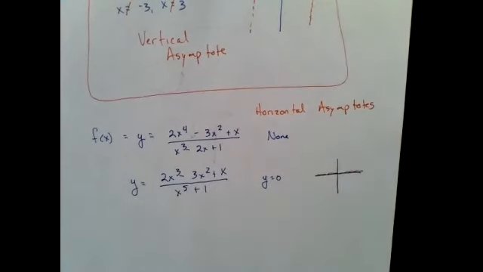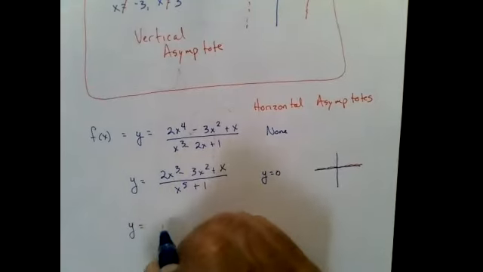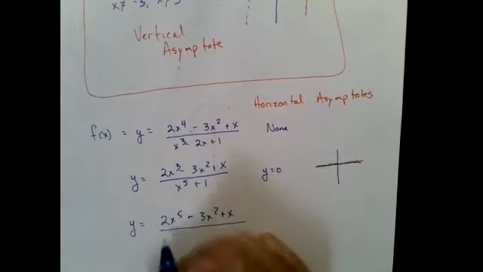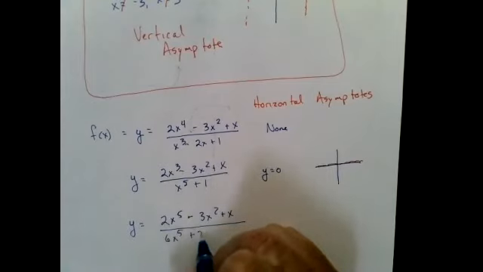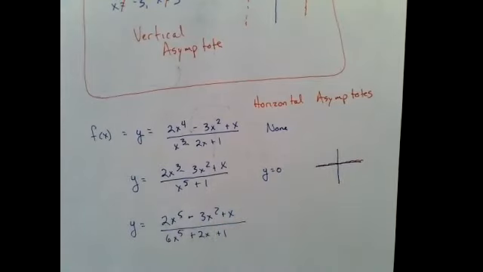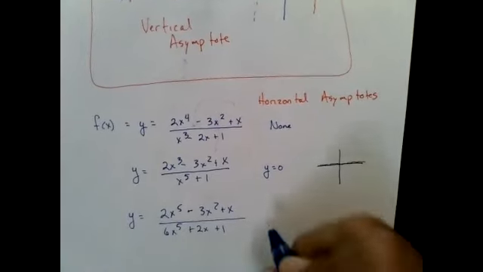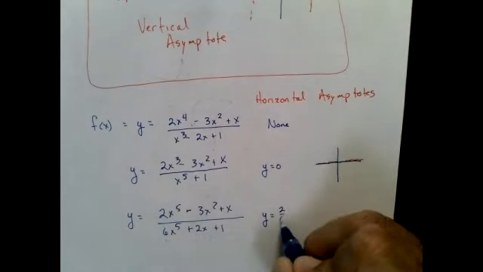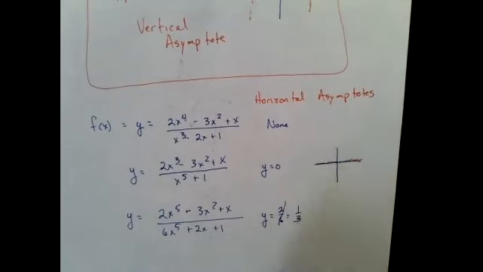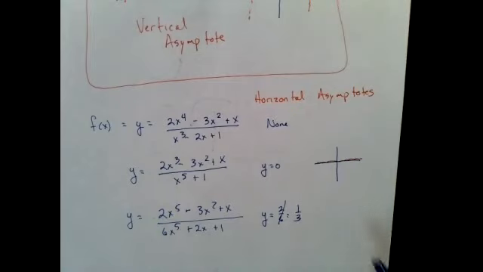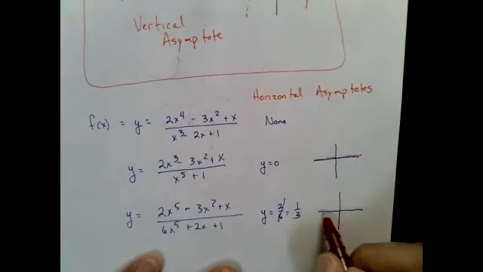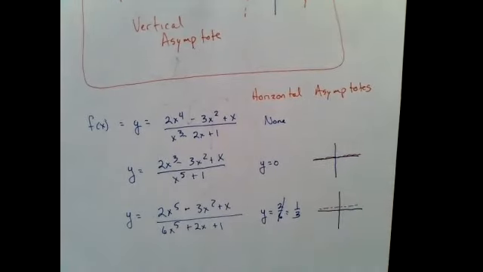It's going across there somewhere. And finally, what if I had the degrees the same? 2x to the fifth minus 3x squared plus x over 6x to the fifth plus 2x plus 1. My horizontal asymptote is going to be y equals 2 over 6, or 1/3. So if I have a graph at the value 1/3, I would have a horizontal asymptote.